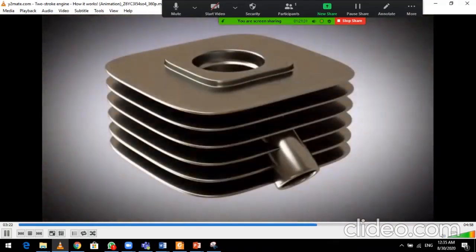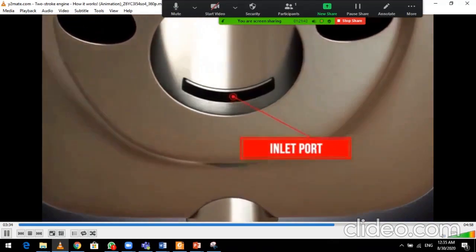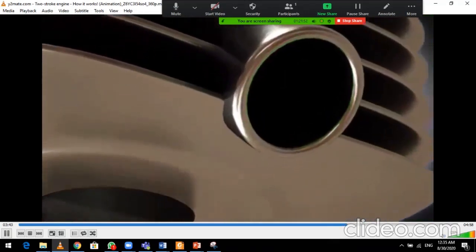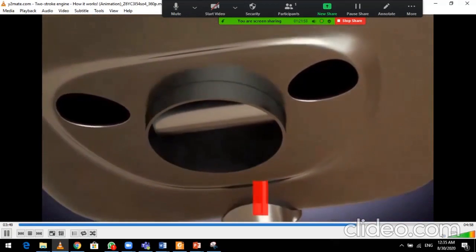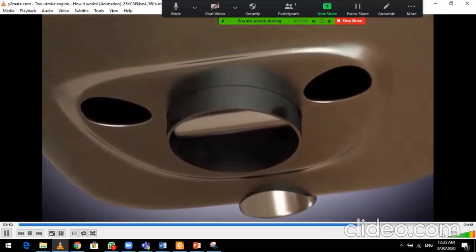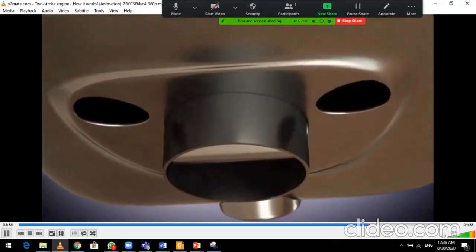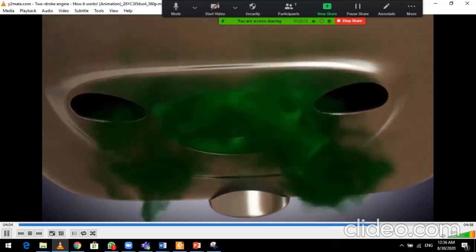For the sake of simplicity, the crankcase and housing cover are not shown. There are various ports in the cylinder, including an inlet port. The fuel-air mixture is fed to the inlet port via the carburetor. The piston, moving up and down in the cylinder, opens and closes the inlet port consistently. When the inlet port is opened, the mixture is able to flow in. The mixture is then forced into the transfer ports by the piston.